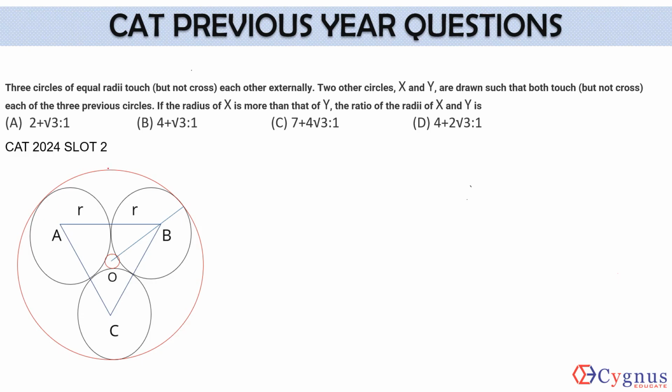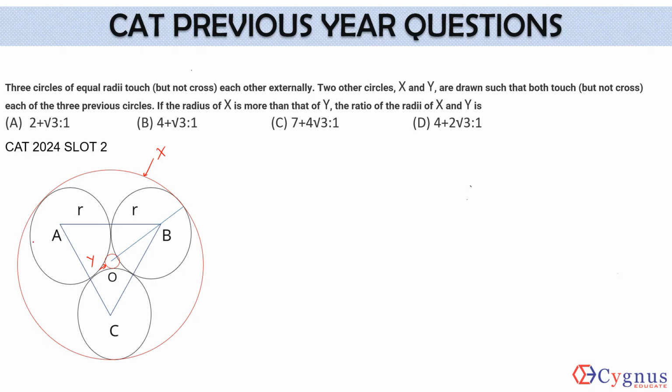This is one of the circles, and there's a bigger one. Each of the three previous circles, and the radius of X is more than that of Y. That means this is circle X. This one is circle Y. Fine. If the radius of X is more than that of Y, then the ratio of radius of X and Y. That means he's talking about the radius of this bigger circle by radius of this smaller circle.